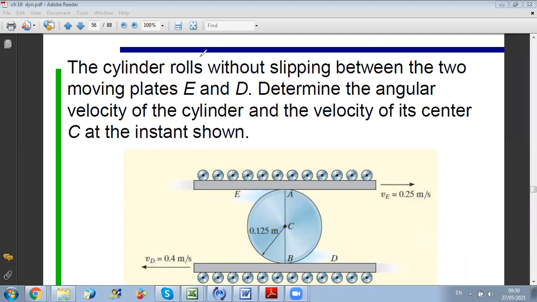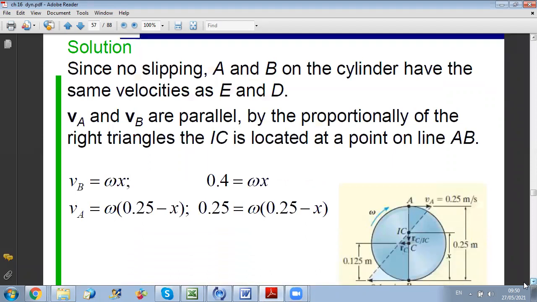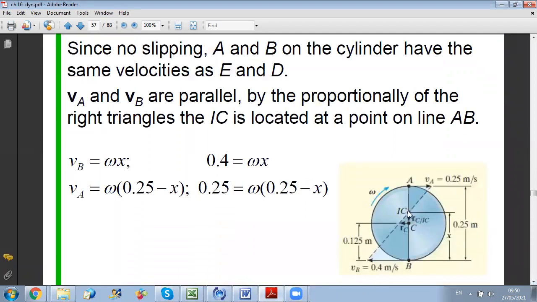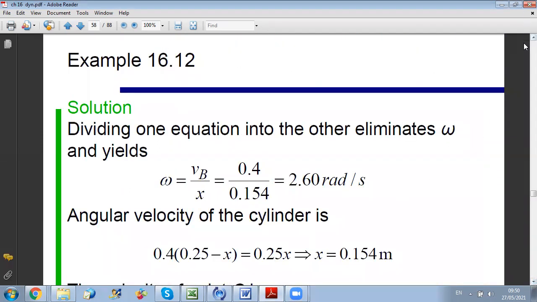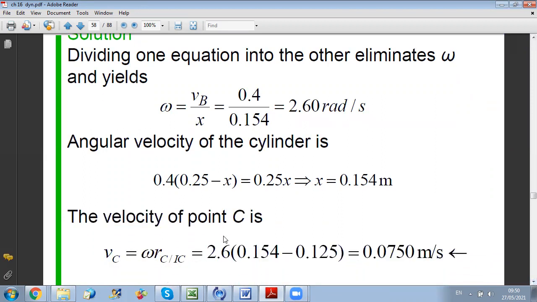So let us see together here the details of the solution. As we said, as a first step, we need to find the location of the IC. By using the ratio, we get the value of X, as you can see here. And once we get X, we can calculate the corresponding value of omega. And once we know omega, to get the velocity at C, all we have to do is omega times the distance.